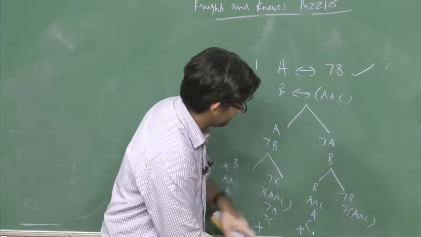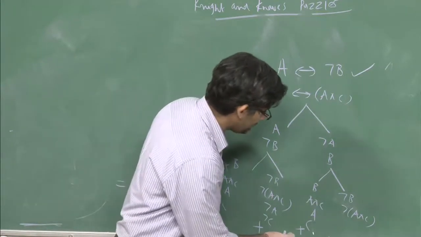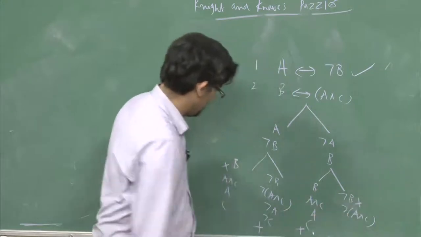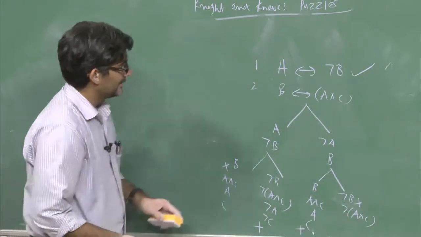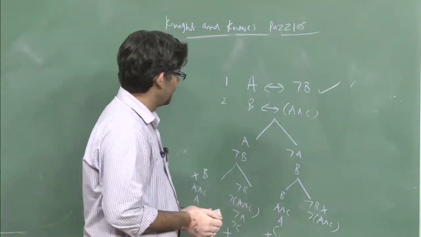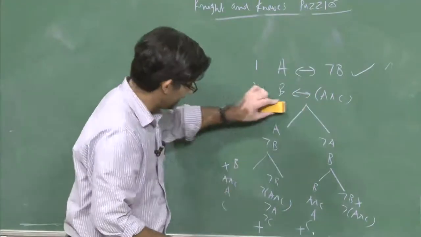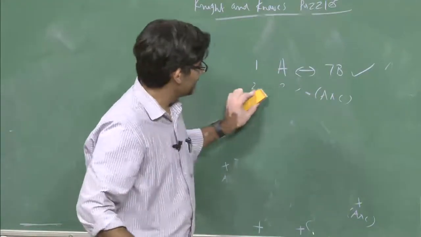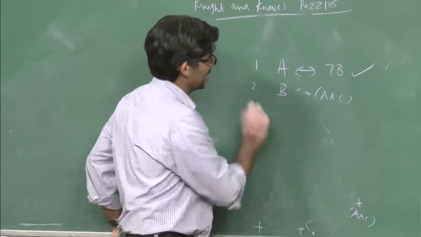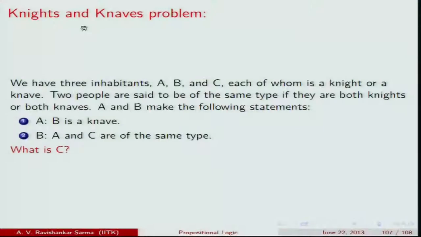Now B and not B. So what is the problem here? One second. There is some problem with the representation of this one, so we'll talk about it in the next class. The translation doesn't seem to be correct at all. We need to translate it properly, and only then will we get the answer.